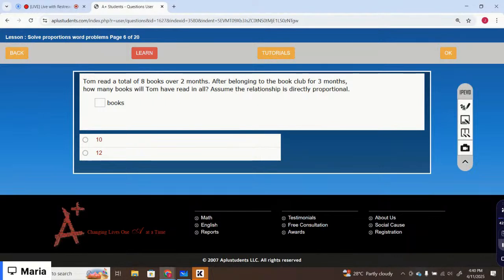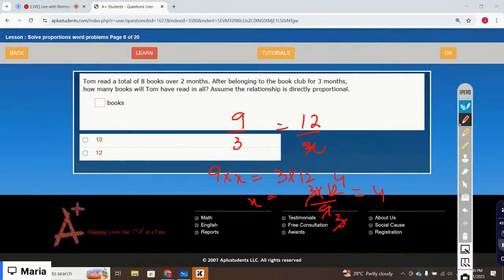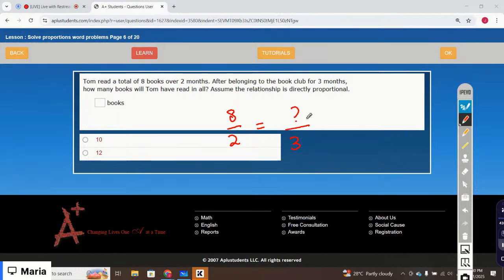Tom did a total of 8 books over 2 months. After belonging to the book club for 3 months, how many books will Tom have read in all? So 8 books in 2 months, then how many books in 3 months? So just solve it for the x, that is 8 times 3 is 24. The correct option is 12. Okay, you can complete the lesson by yourself maybe today.